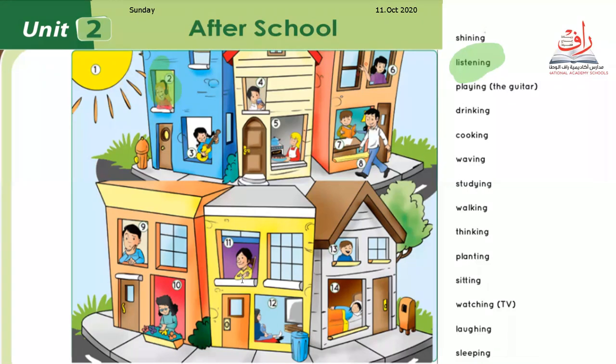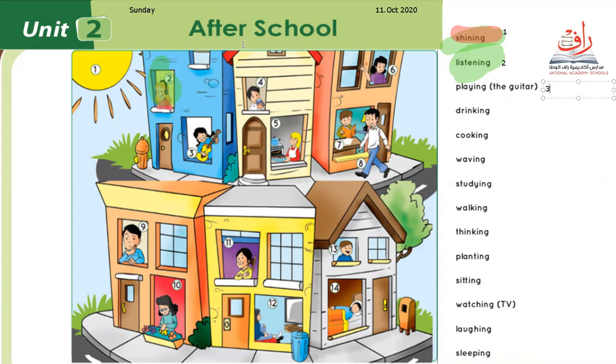Let's go back to number one. What about the sun? We didn't say anything about the sun. The sun is shining, yes. Let's make it with another color. The sun is shining. The girl is listening. Let's write here, number one, and number two, listening. This is number three. Let's go to see number three. We're just putting the numbers as in my book.